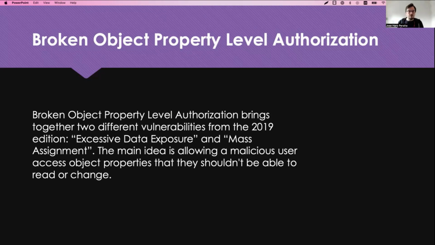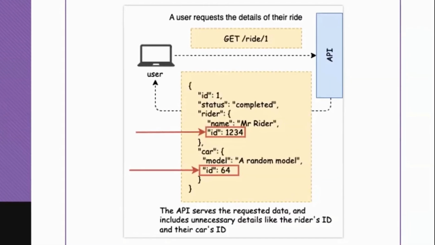This category in 2023 brings together two categories of 2019, what used to be excessive data exposure and mass assignment. So excessive data exposure is when we expose too much data to our users. It comes in many different flavors. One of them, for example, has to do with the design of our API precisely.